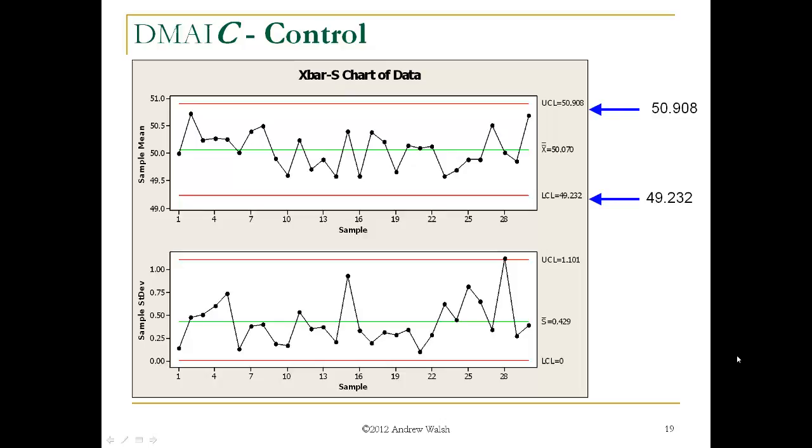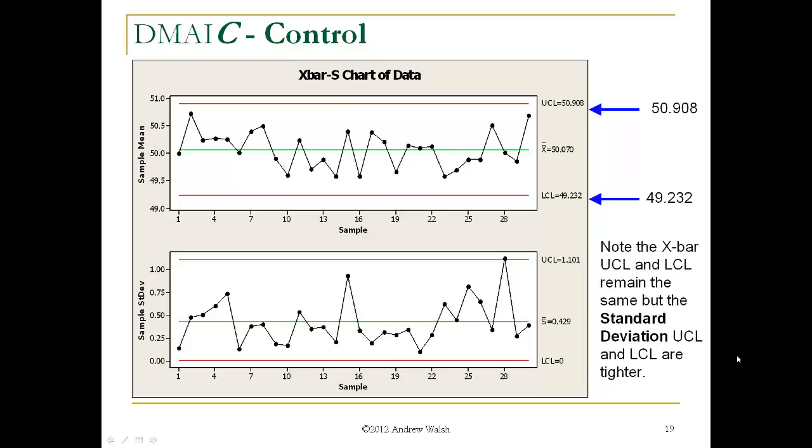So here we see an X-bar S chart, and the data above show the upper and lower control limits to be identical to the upper and lower control limits for the X-bar and R chart. However, the standard deviation upper control limit and lower control limit are tighter now. Upper control limit is 1.101, whereas it was 2 something before.